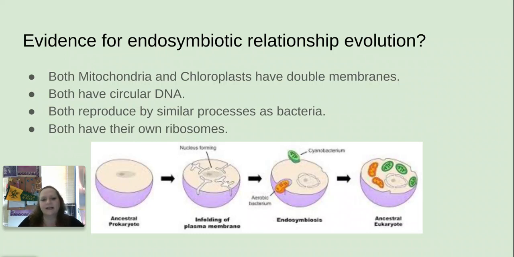Both have circular DNA, just like prokaryotes have. Both reproduce by similar processes like bacteria do. And both have their own ribosomes, that other thing that we find in common between eukaryotes and prokaryotes. So it would make sense that each of them would have both DNA and ribosomes, which is what we see.